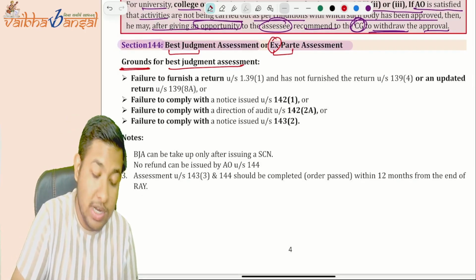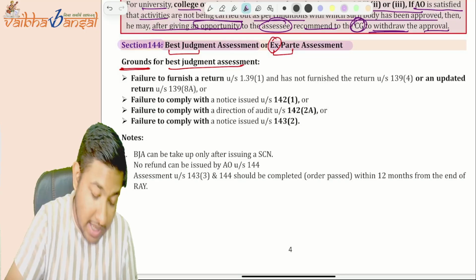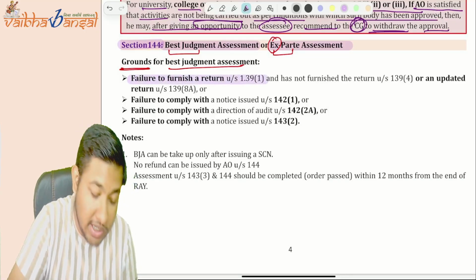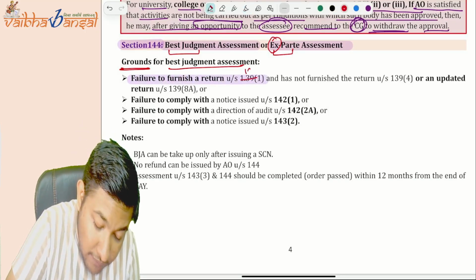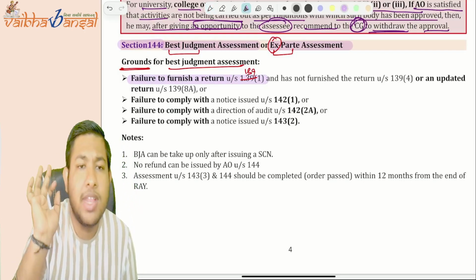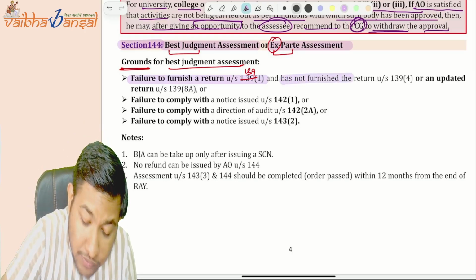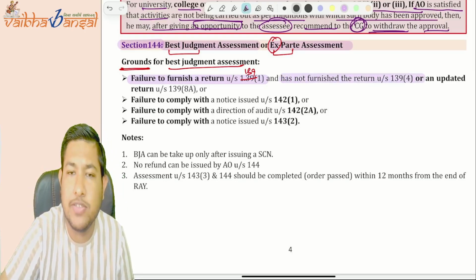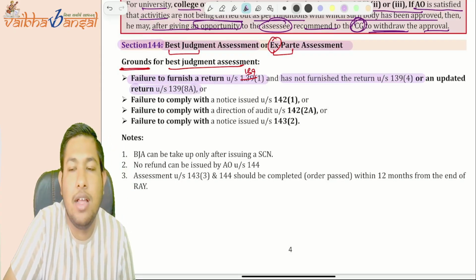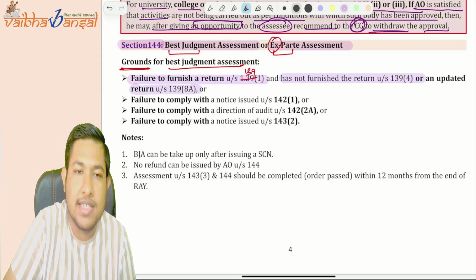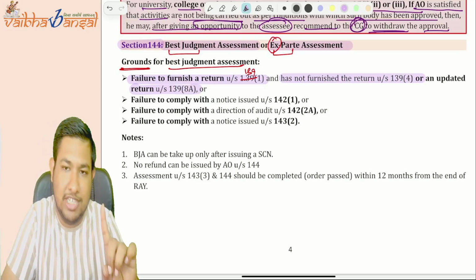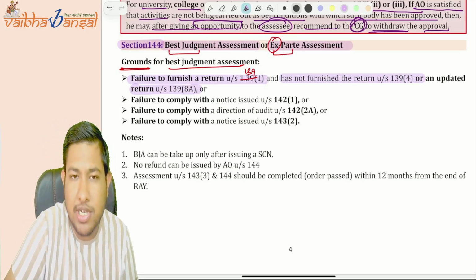If there is a failure to furnish a return under section 139, if he has not furnished a return, belated return, or updated return, in all these cases the best judgment assessment can be done.